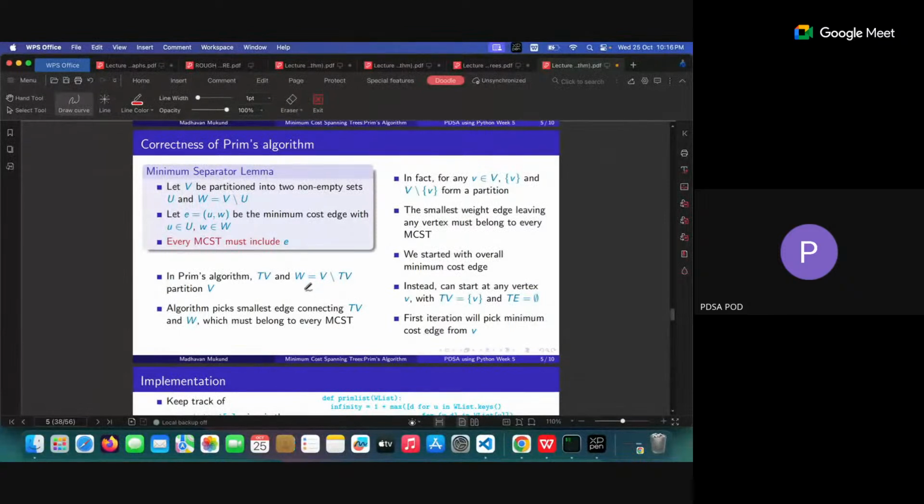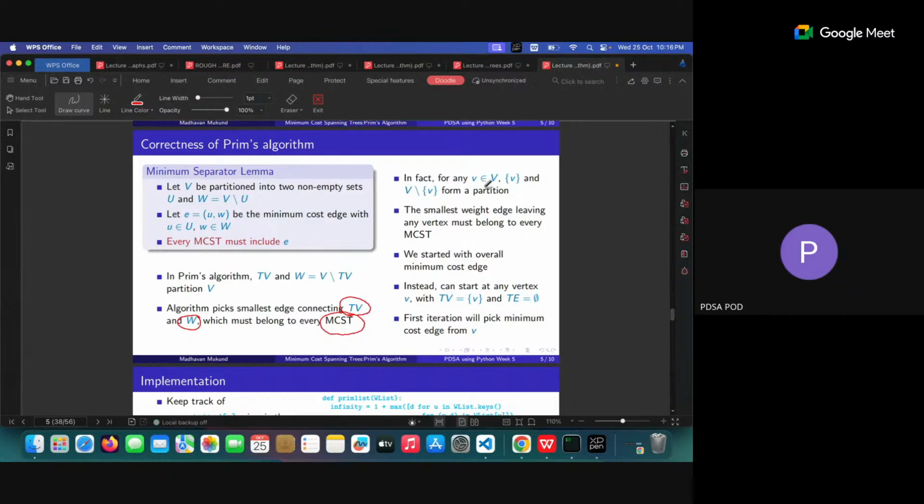So in Prim's algorithm, the set of vertices W is nothing but V minus TV. From the total vertices, we subtract the tree vertices, which gives W. The algorithm picks the smallest connected vertices and weights, having the smallest connectivity of weight, which is called the MCST. See, all vertices are connected. It doesn't miss any vertex. All vertices are connected with minimum weights.